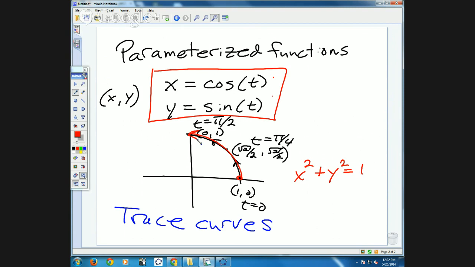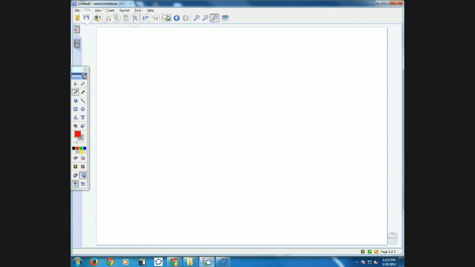Is it possible to draw the circle starting at a different point, to go in a different direction? Yes. The answer is yes. You just tweak your parameterization to do that. Okay, so we're just going to have a little fun with parameterizations. Here's what we're going to do. We're just going to do one and then see what happens.